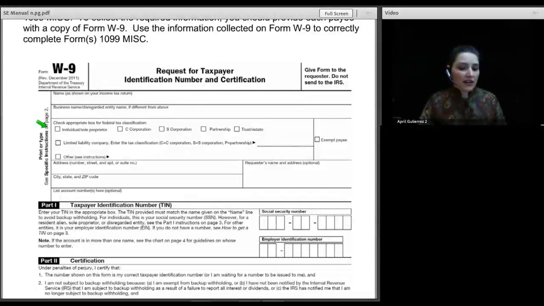And then they can check what kind of entity they are. And if they check C corporation or S corporation, then they wouldn't need to be 1099. But if they check individual, sole proprietor, partnership, trust or state, limited liability company, then they would need to be 1099.